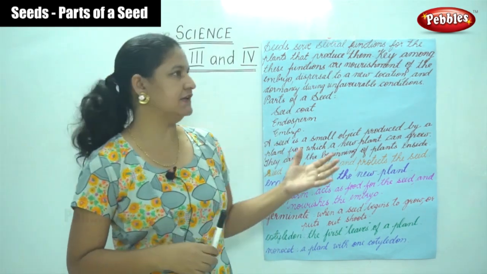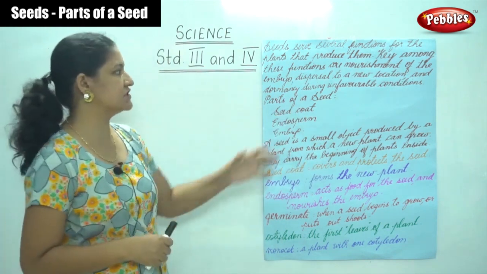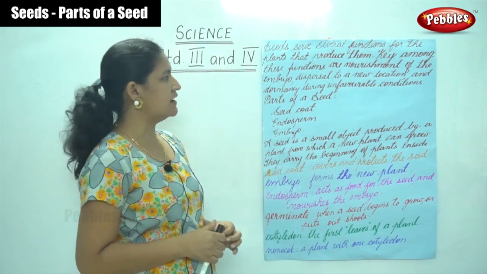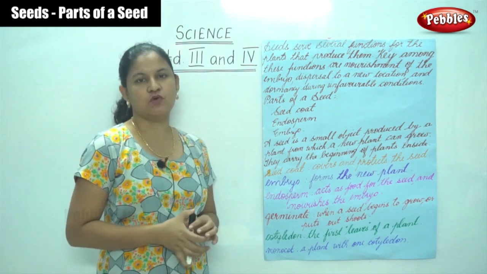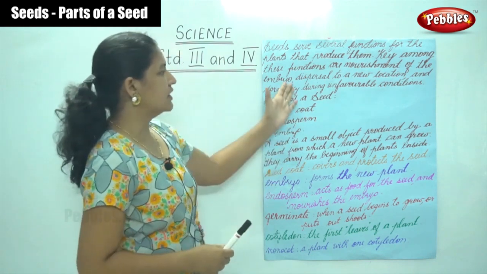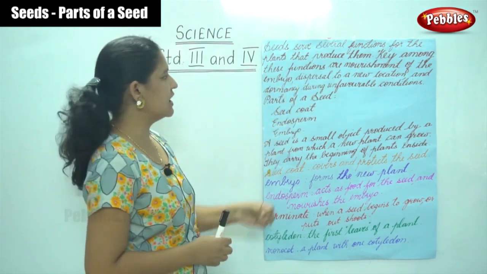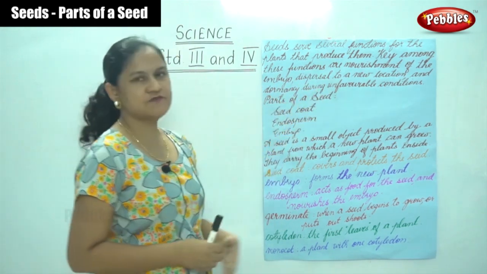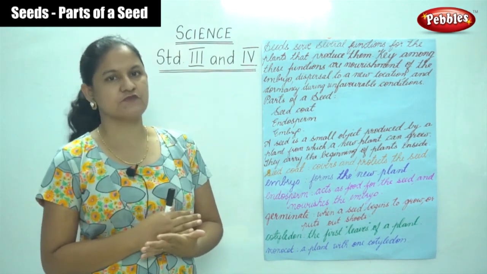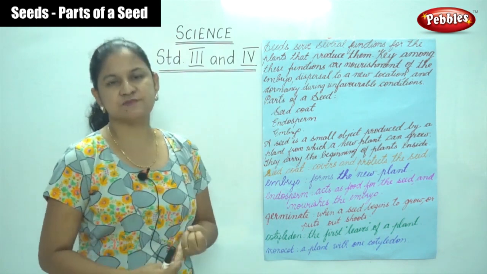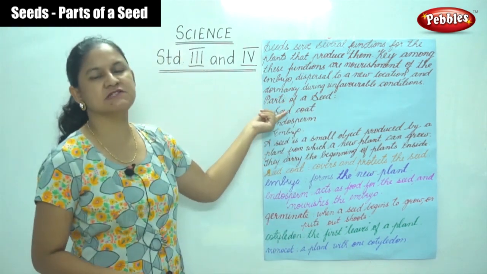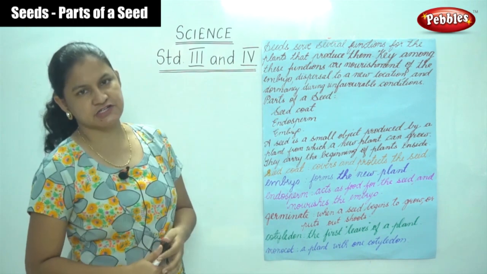Now moving on to the seed. The seed serves several functions for the plants that produce them. The key among these functions are nourishment of the embryo, dispersal to a new location, and dormancy during unfavorable conditions. So these are the main three key functions of the seed.